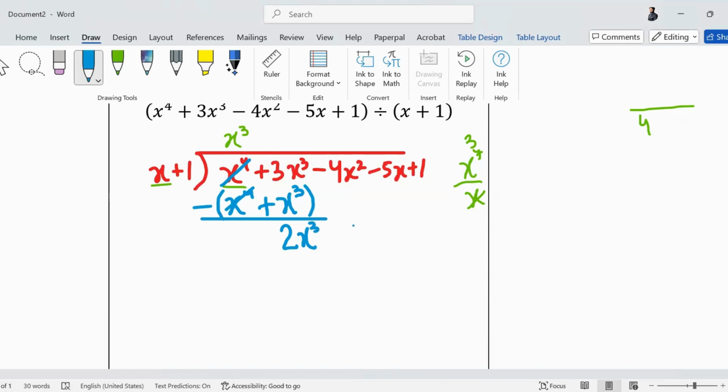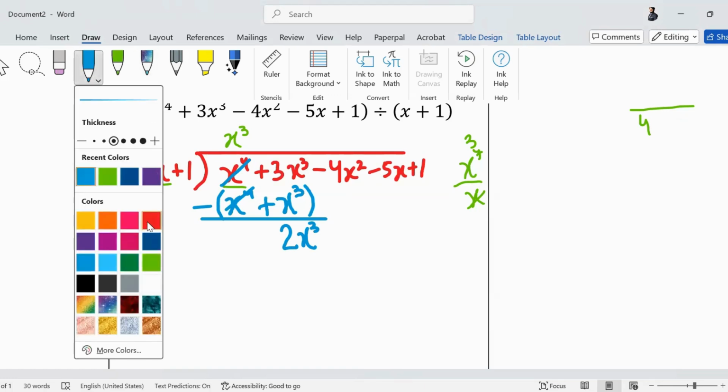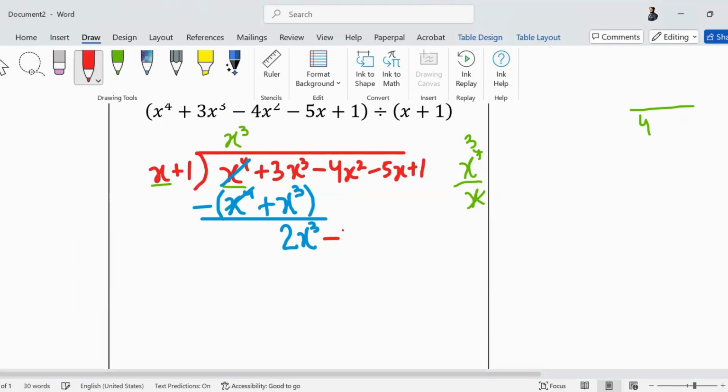Is this clear? Now, whatever is left off will be carried on, minus 4x squared. Again, I am focused only on the highest powers. Now, x and this 2x cube is the highest power of x. What do I multiply this x with to make it 2x cube? Again, if it is confusing, you can simply divide 2x cube by x, 2x cube upon x, 2x square.